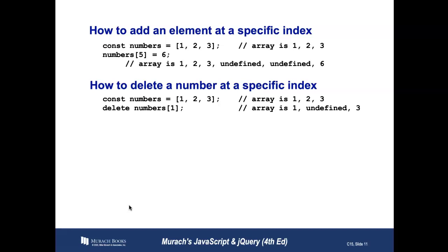We could also delete a number at a specific index simply by using the delete operator. So delete numbers[1] here would delete the 2, because 0, 1, 2, the numeral 2 is at index 1 of that array. So all we have to do is write the word delete, and we can delete a number at any specific index that we want.